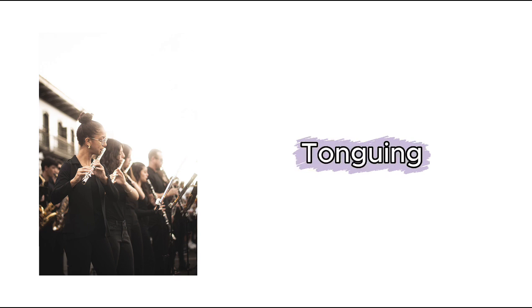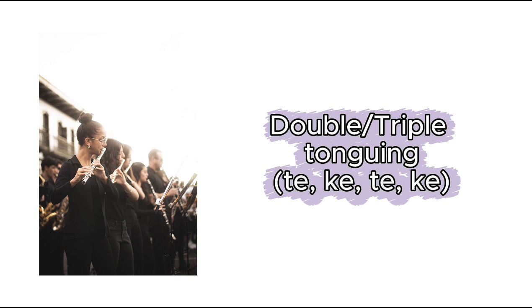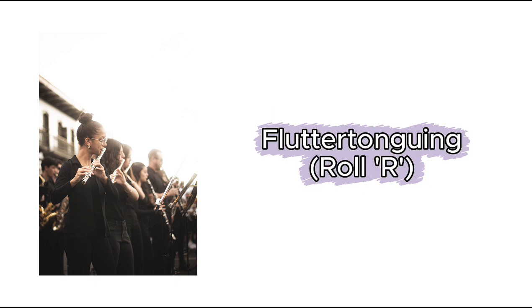To play a woodwind instrument, controlling the air with your breath is only half of the hard work. To separate notes, start and stop sounds, or create special effects, musicians use their tongue. There is single tonguing, t, t, t, double or triple tonguing, t-k-t, t-k-t-k, and flutter tonguing, which is to roll R, which creates different effects in the music.